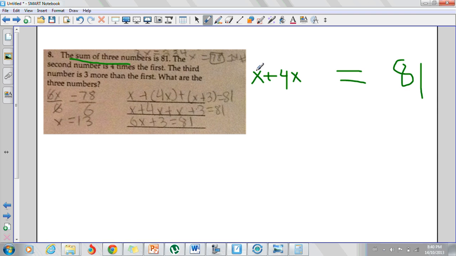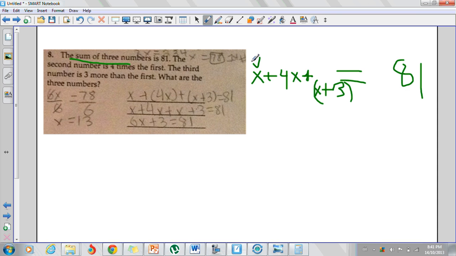So now we know we're starting with the first number as x, the second number is 4 times that, and of course the third number is 3 more than the first. So we're going to have to go with the third number of 3 more than the first. So what was the first? First was x. So what's the second one going to be? X plus 3. And quite often you'll see them put in brackets just so that you don't forget that each one is separate, and you're going to have to combine them after. So now we know x plus 4x plus x plus 3 equals 81.